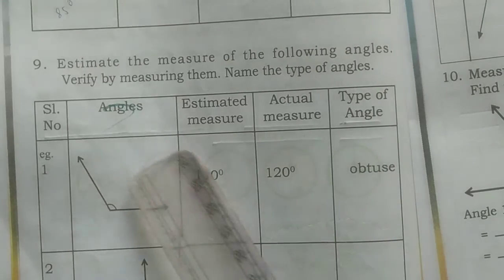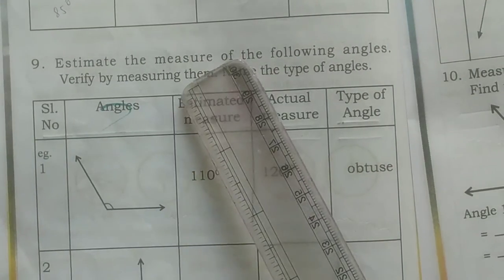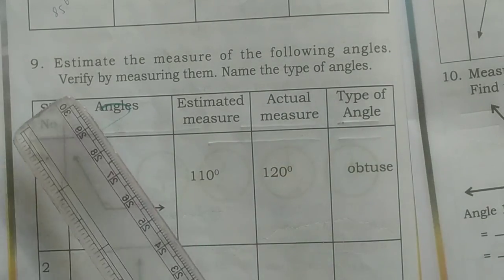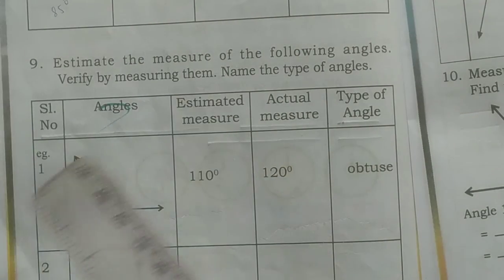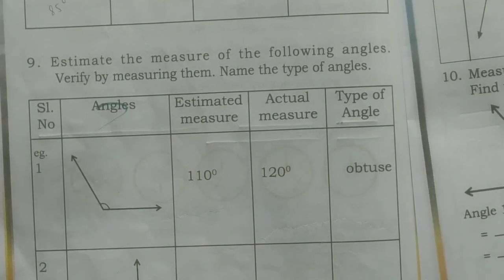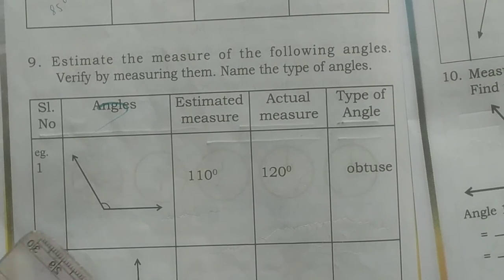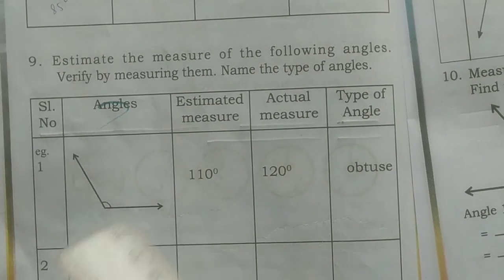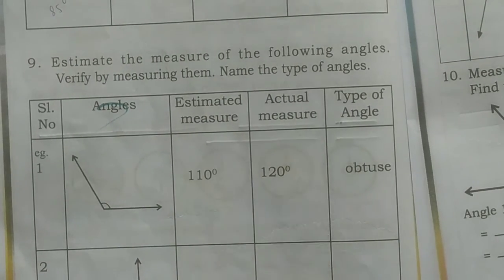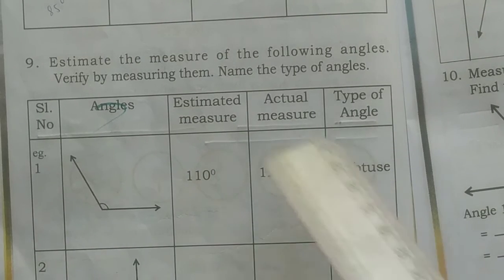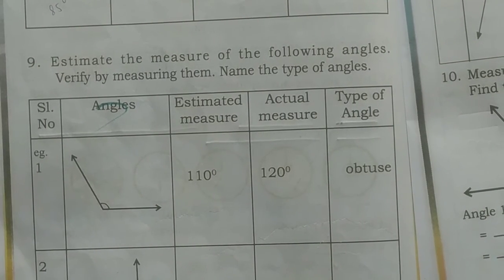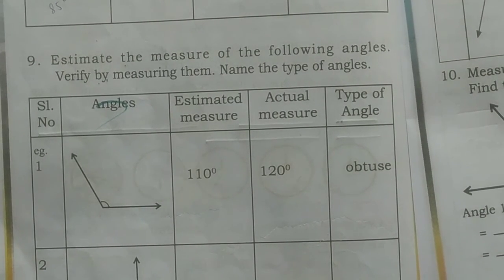Ninth question. Estimate the measure of the following angles, verify by measuring them, and name the type of angles. Here they have given the angles, and the estimated measure, actual measure and type of angle. Do you know, children, what is the meaning of estimate?